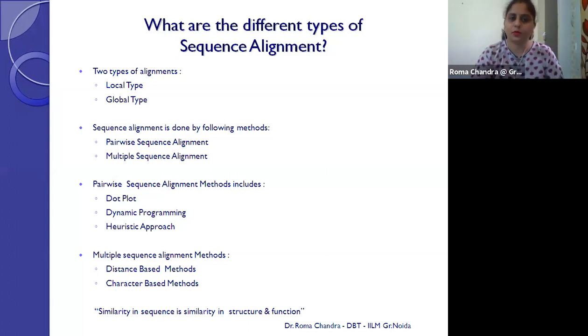But in case of local type of alignment, we are just supposing these are the similar regions, and if there is similarity in these sections, then obviously the structure for both the sequences will be similar enough, and possibly that particular section will have a similar kind of function. This is our approach for our local type of alignment.